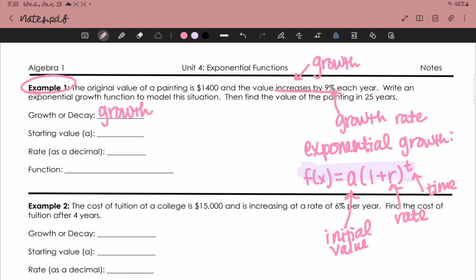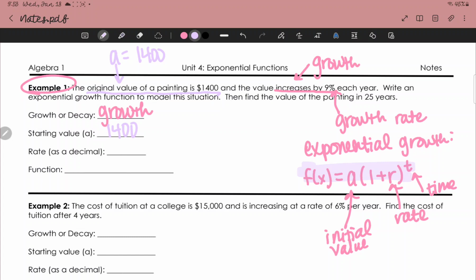Our initial value, they literally say the original value, it's right on the head. They say the initial value of the painting is $1,400. They literally told me the initial value is $1,400. Initial value is A, right? So it's $1,400. I'm going to go ahead and put that there.